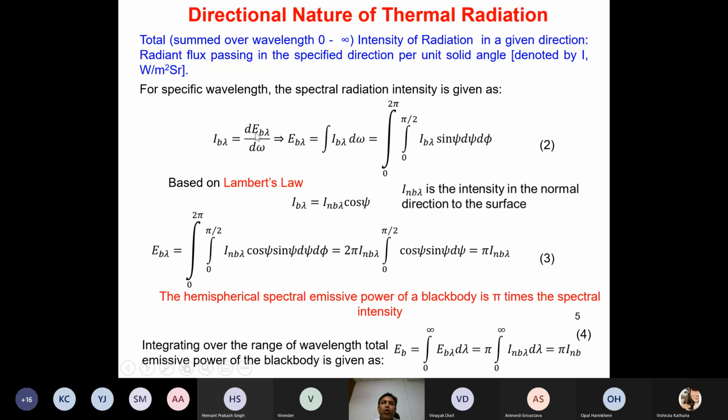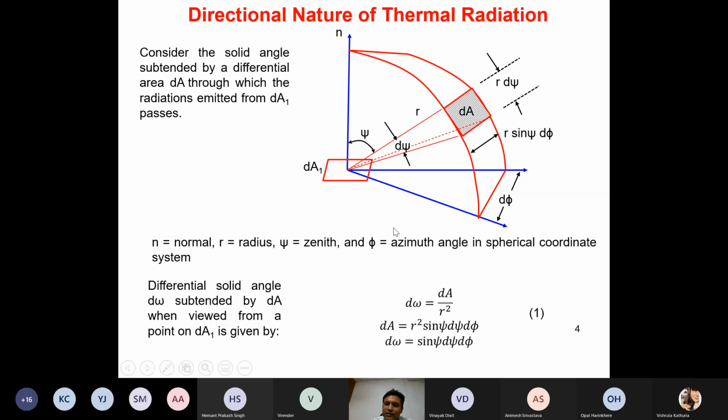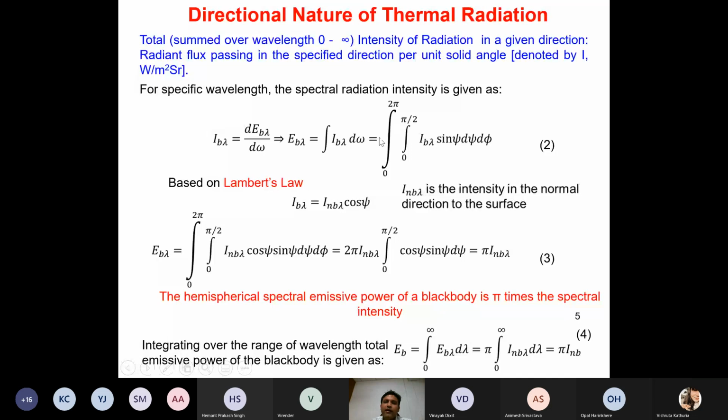So we can find out Eb lambda, that is nothing but the spectral emissive power of a black body, by rearranging this equation. So what we are going to get from this is Eb lambda is going to be Ib lambda into d omega, and the integral of that with respect to the angles. Okay. So now d omega from the previous slide, d omega is sine psi d psi d phi, that we can put it here.